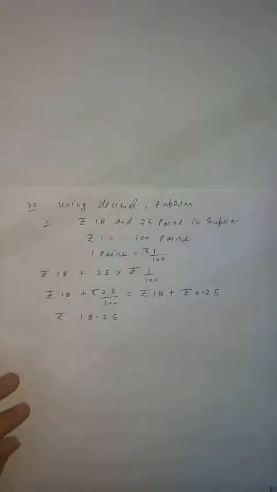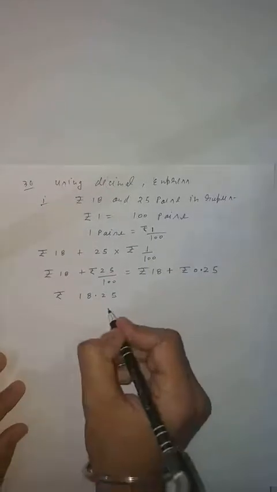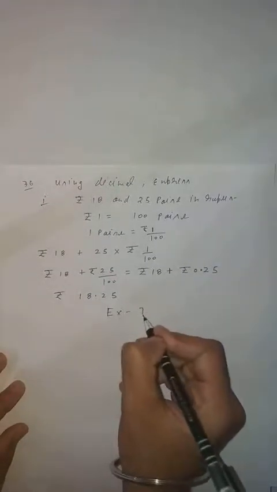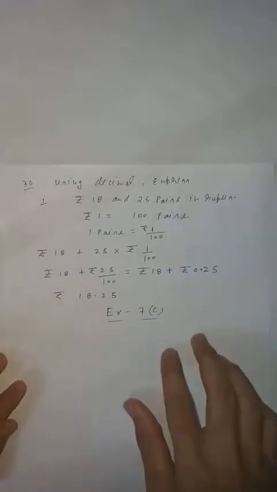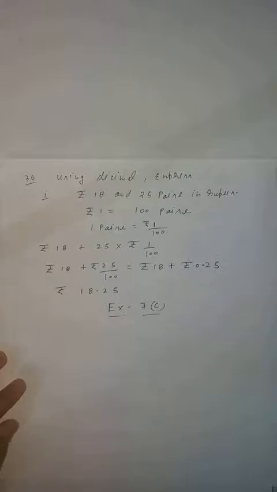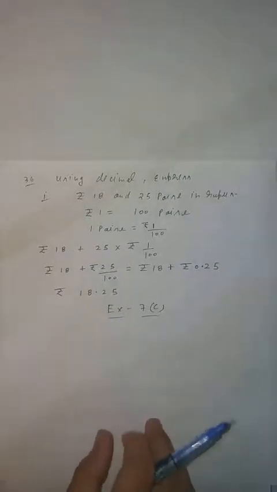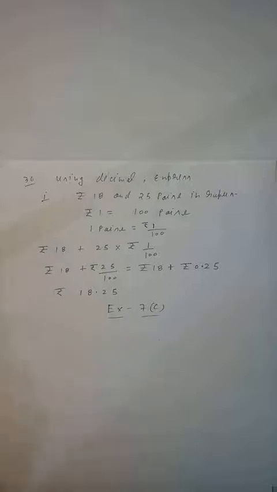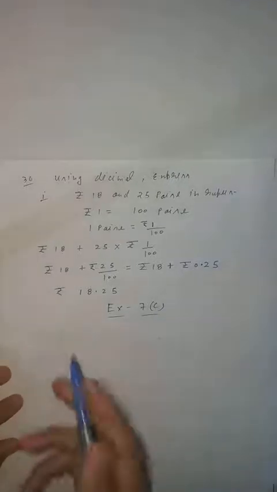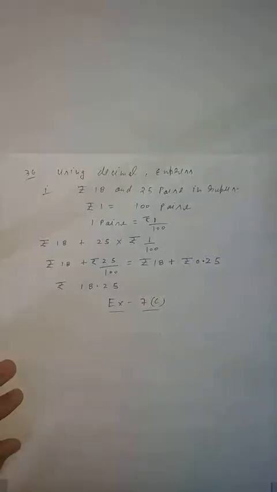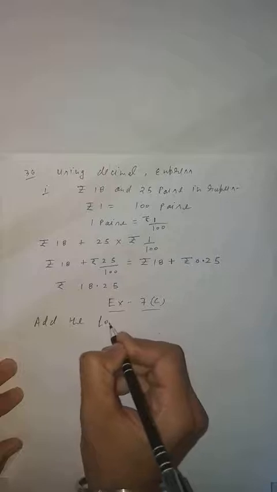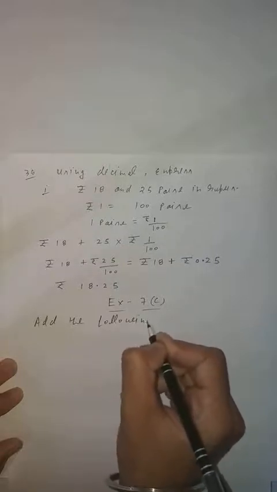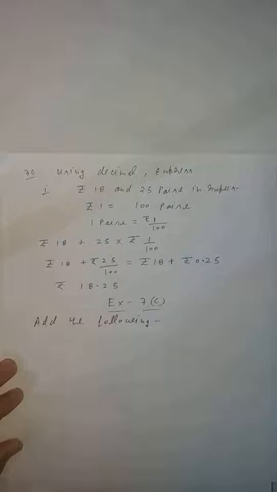Now our next exercise is exercise 7C. Clear, student? Our next exercise is 7C. Now this is very easy exercise. Only I explain few question because all question are very easy and based on the NCERT. Now what is given? Add the following. Clear, student? This is given add the following. Now come to the question.